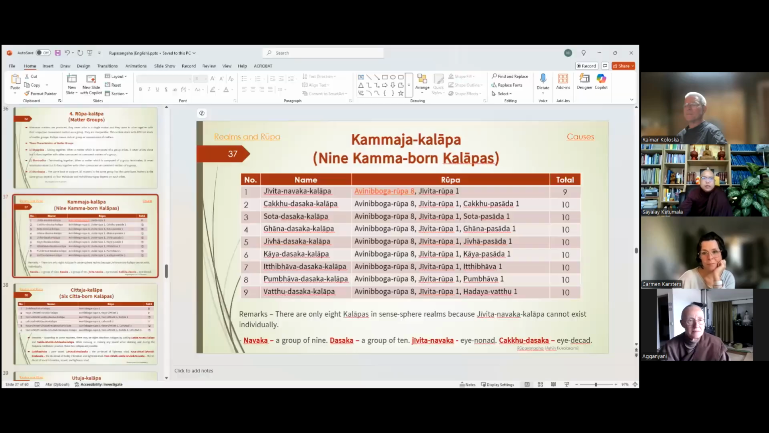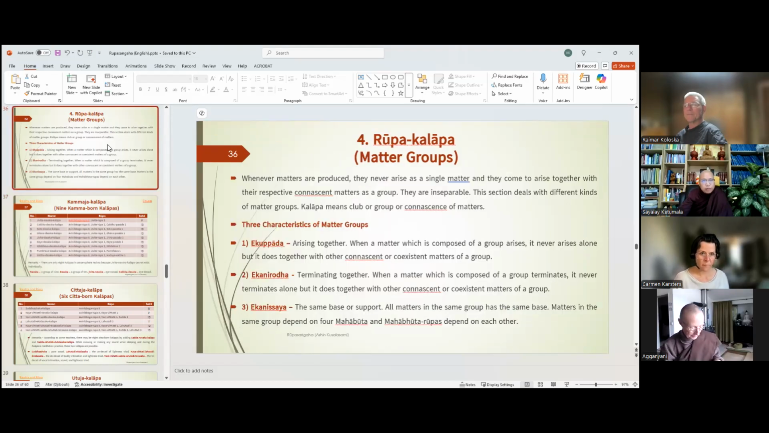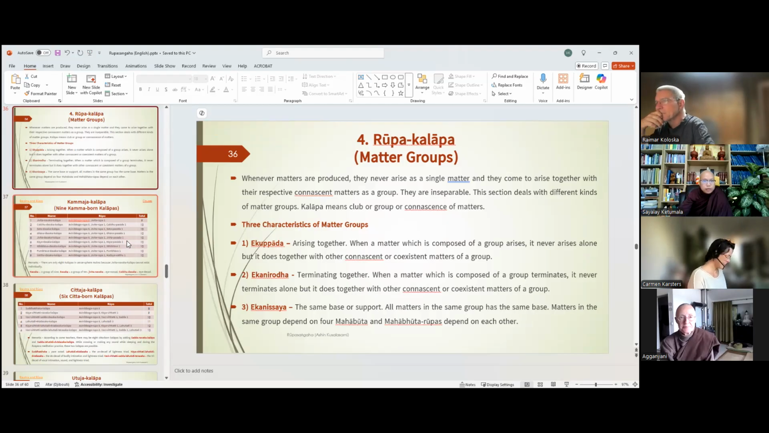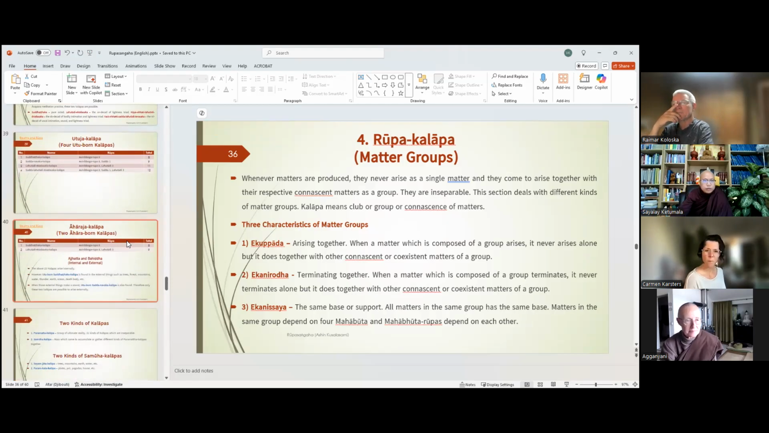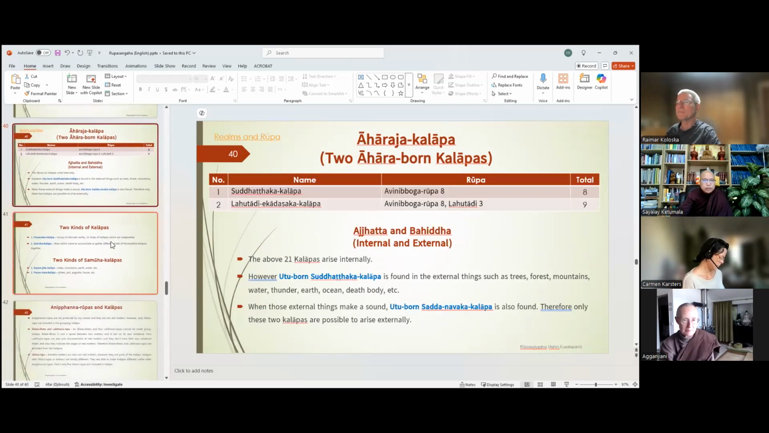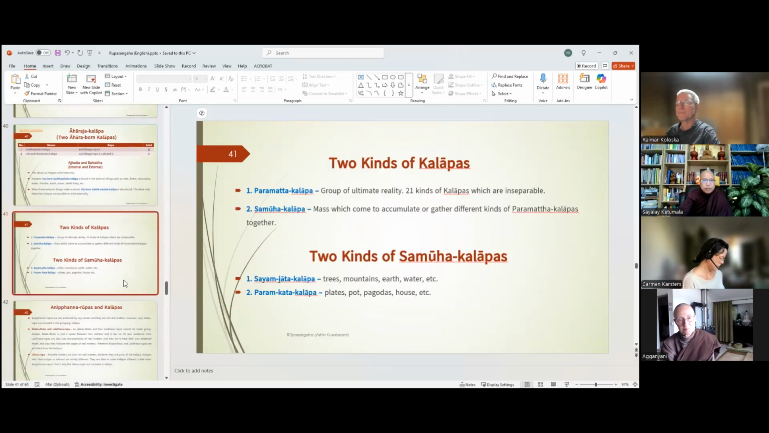Okay, so last week we have already finished the rūpa kalapa, and not finished yet. But the kamaja kalapa, chedaja kalapa, uduja, aharaja kalapa, and two kinds of kalapa. So that's finished.